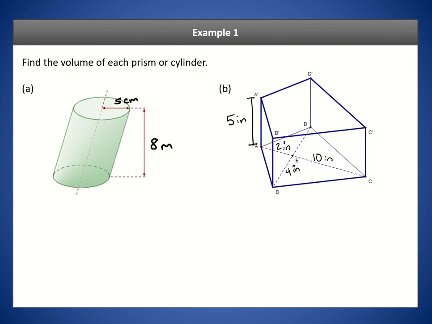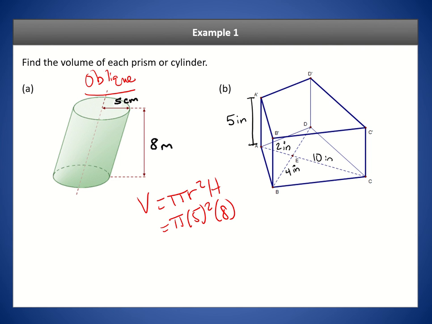So let's go ahead and apply this to the first example. Find the volume of each prism or cylinder. Now we know that this is oblique. However, by Cavalieri's Principle, we can still apply it to a right cylinder or any cylinder of that dimension. So we know that the volume of a cylinder is pi r squared h. And we know that the radius is 5, so it's going to be 5 squared. And then the height is 8. And we're assuming that these are both in centimeters here, not in meters. So we have 8 centimeters and 5 centimeters.